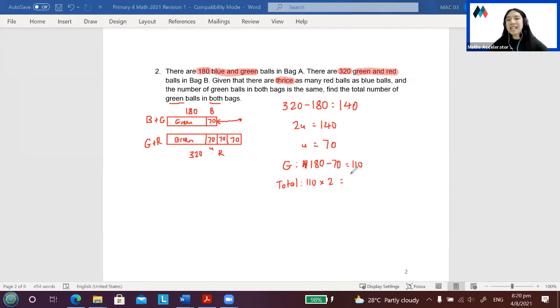A lot of you are already getting the answer. Very good. Anyone who hasn't said it yet, do you want to try saying what 110 times 2 is? Yeah, that is the right answer. 110 times 2 is 220. Okay, very good.